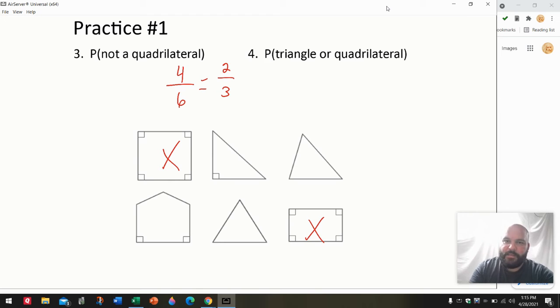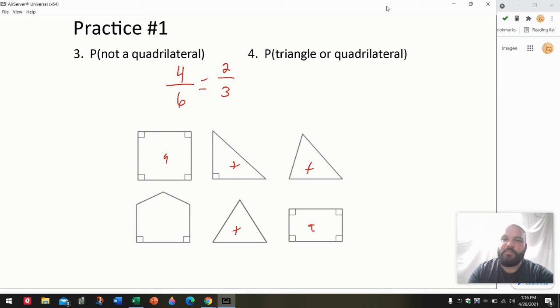Now, the last example like this we're going to try is we want to find the probability of picking a triangle or a quadrilateral. So we need to figure out how many triangles and quadrilaterals there are in our group that we're picking from. In this case, there are 3 triangles. So we'll put a T for triangle. And there are 2 quadrilaterals.